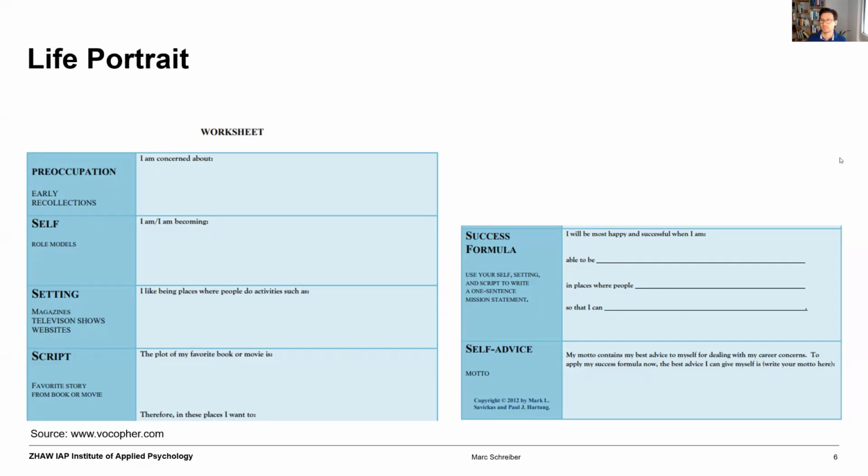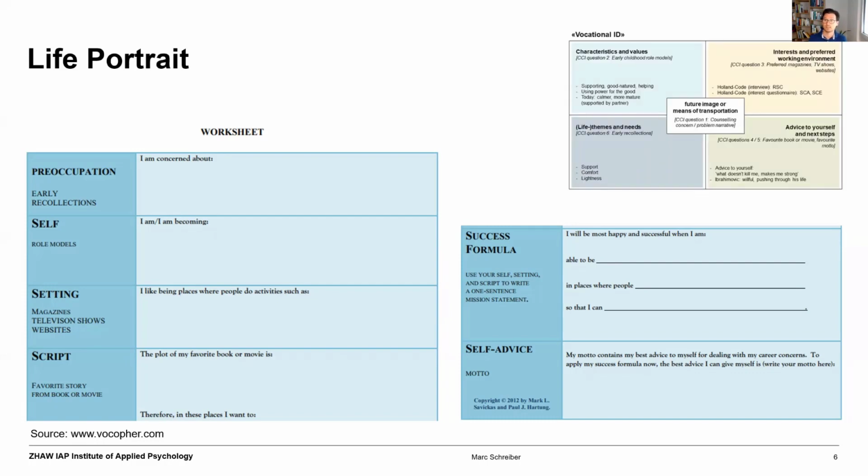And now I'm coming to the vocational ID. And here I just want to show you what we did. So we basically defined the so-called vocational identity card, and it's just another version or another possibility to form a life portrait. And we start here on the left side with preoccupations, or we say life themes or needs. Here is the early recollection question.